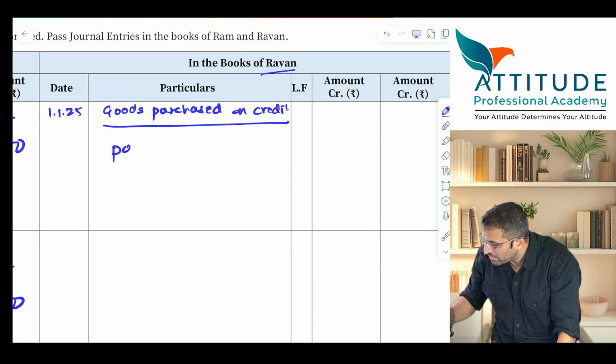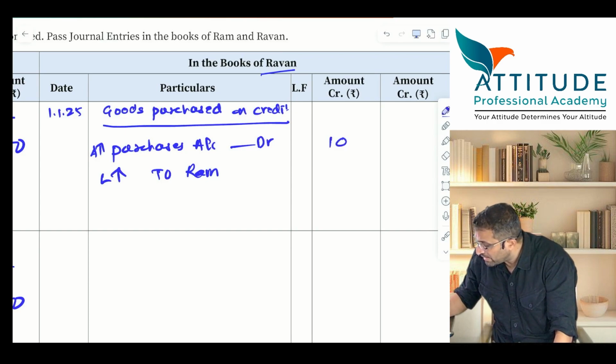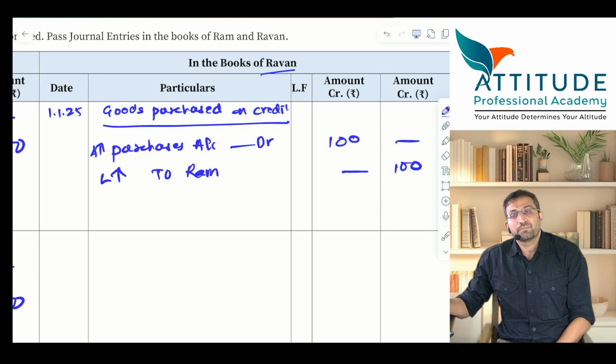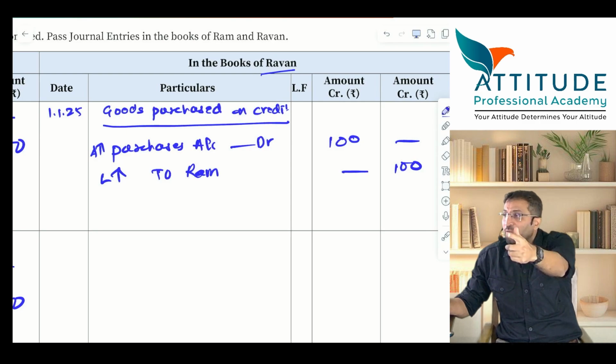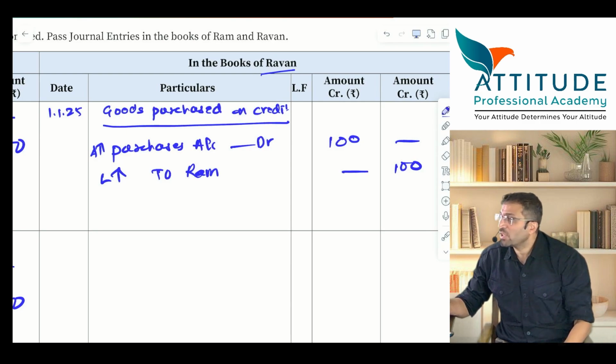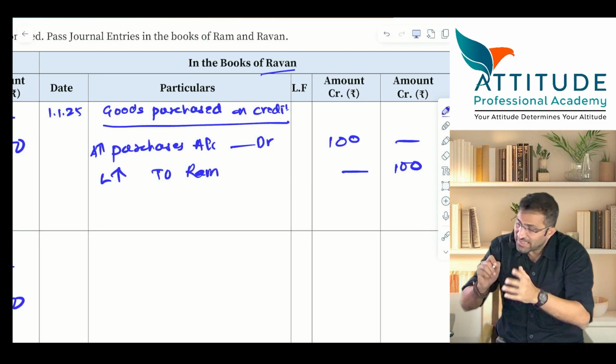Purchase account debit. Purchases account debit. Asset increases. And to Ram. Ram for Ravan is a liability. Liability increases. 100. All of you got it? Now tell me, from my angle, you are a creditor, no? And from your angle, I am a debtor. Yes or no?